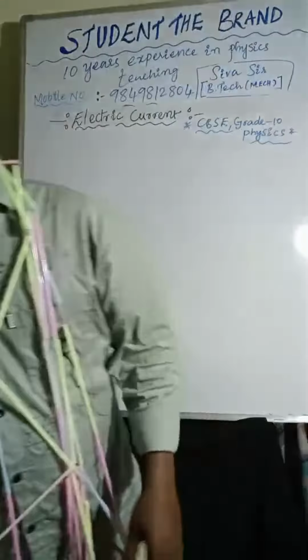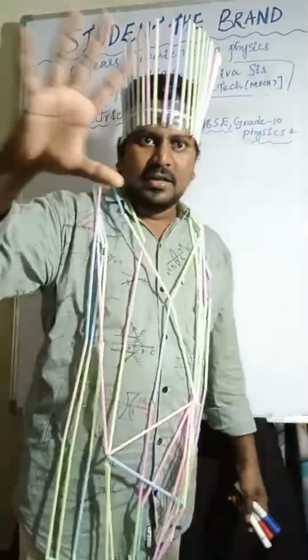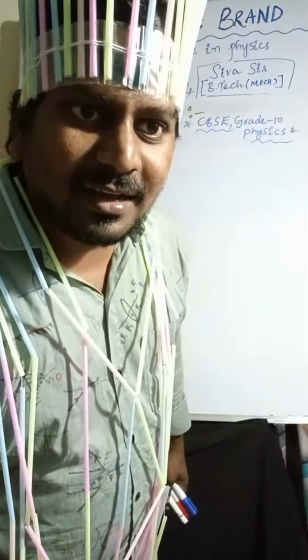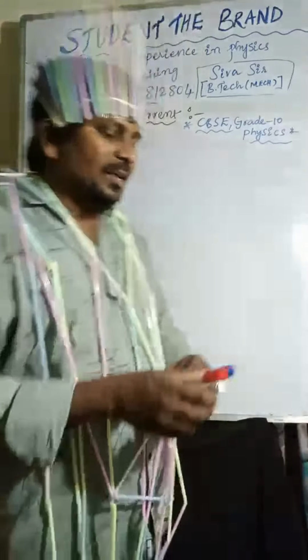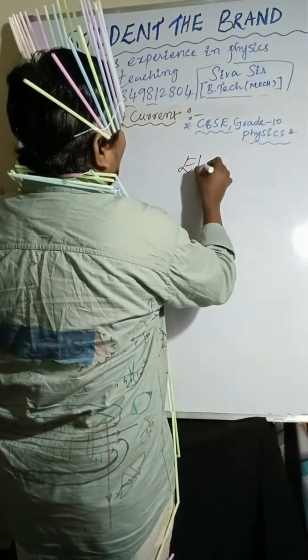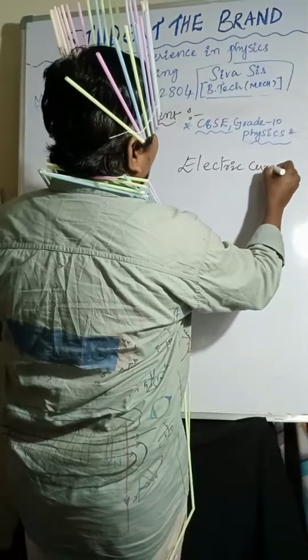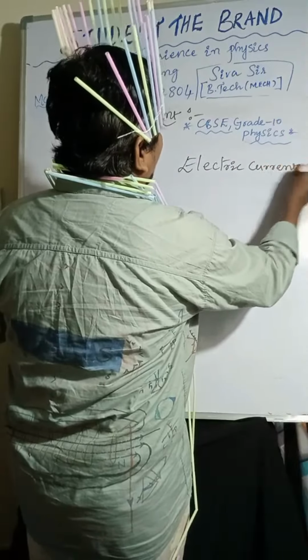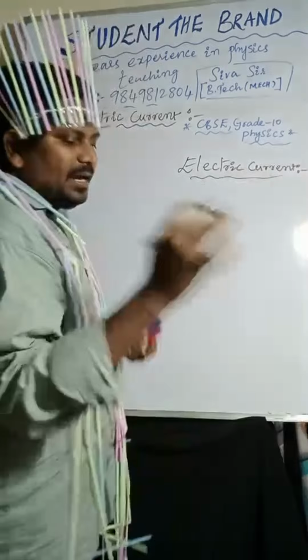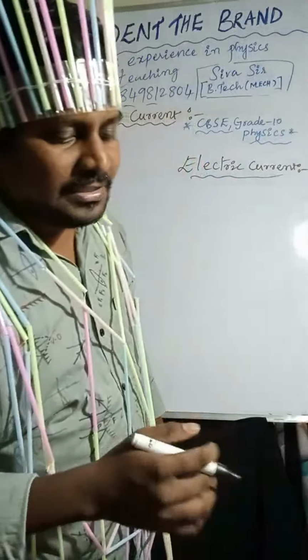So now we are going to discuss electric current. Electric current is nothing but the rate of flow of charge.